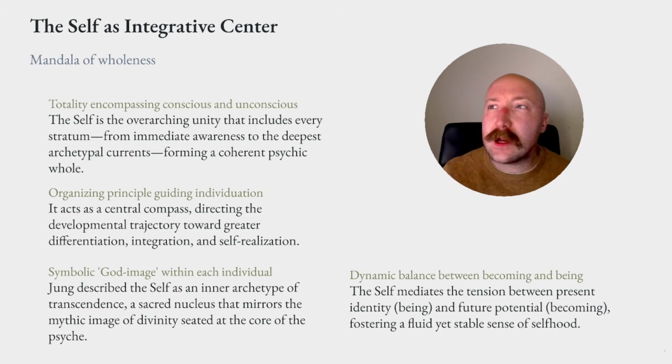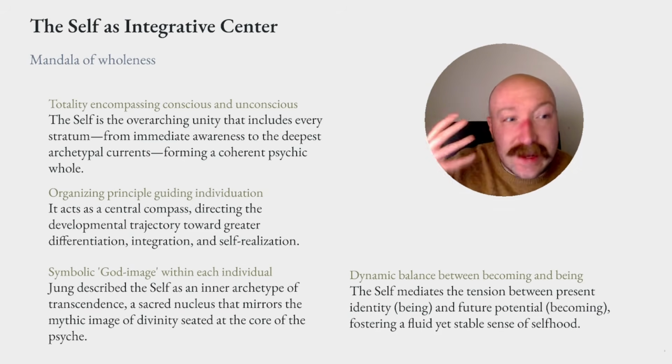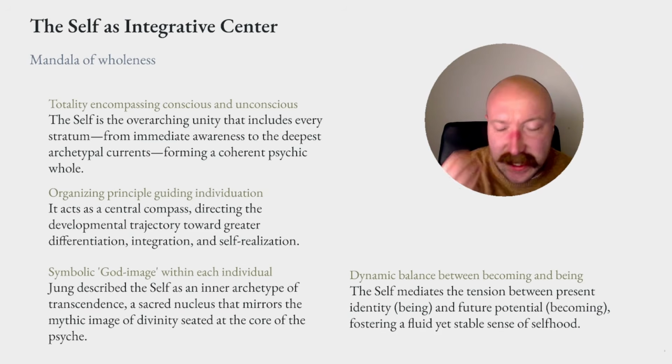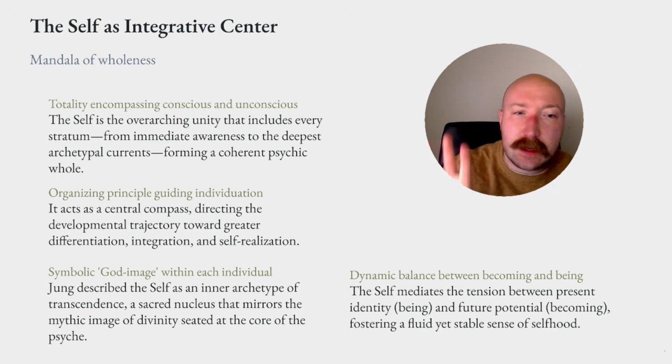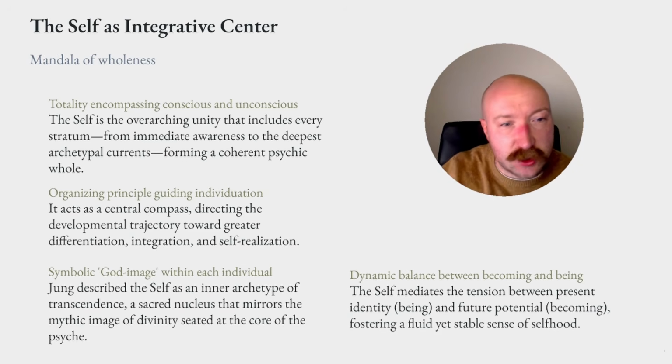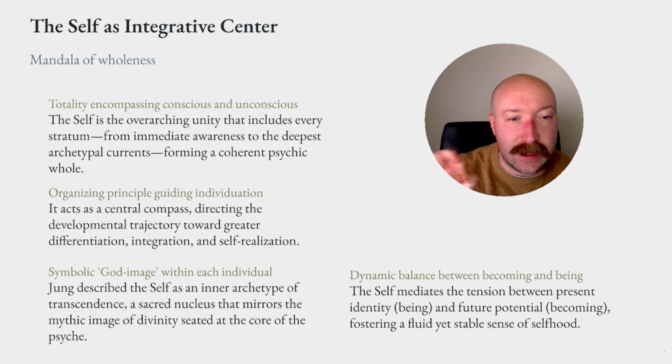And so the organizing principle of individuation is the self, the central compass, directing developmental trajectory towards differentiation, integration, and self-realization. As Jung said, it's the God image. Okay, the self is the inner archetype, the sacred nucleus that mirrors everything to get this dynamic balance. The self mediates the tension between present identity and future potential. Okay?